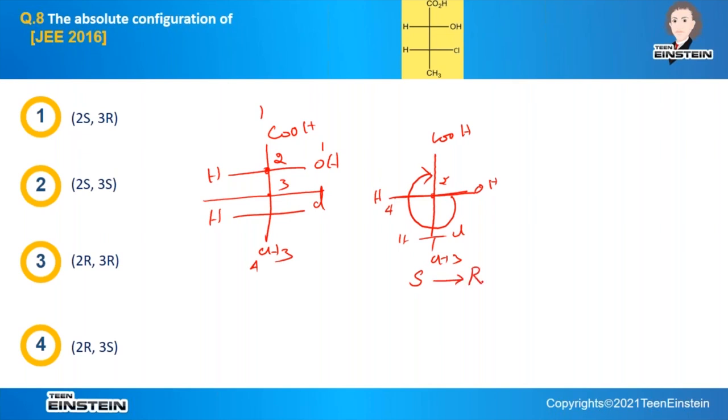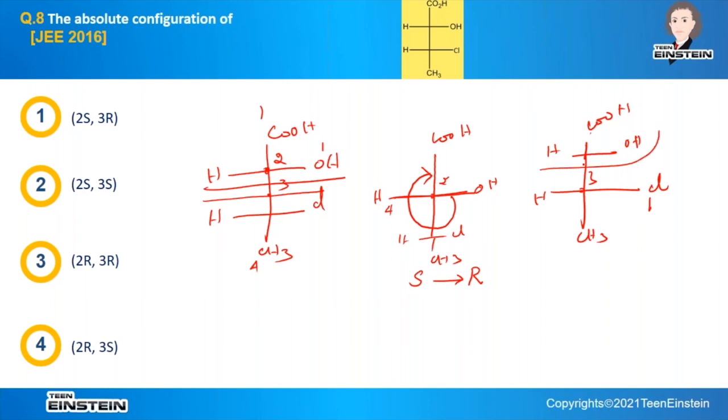So in same, now come to the third carbon atom. So this is third. We consider the third one. So here H, here Cl, here CH3, here OH, here COOH. So the priority first goes to chlorine atom, which possesses higher atomic number. So Cl contains higher priority, so this contains second, and this methyl group contains third one.